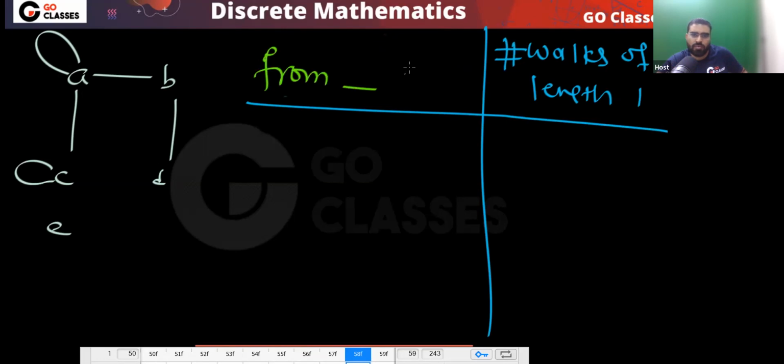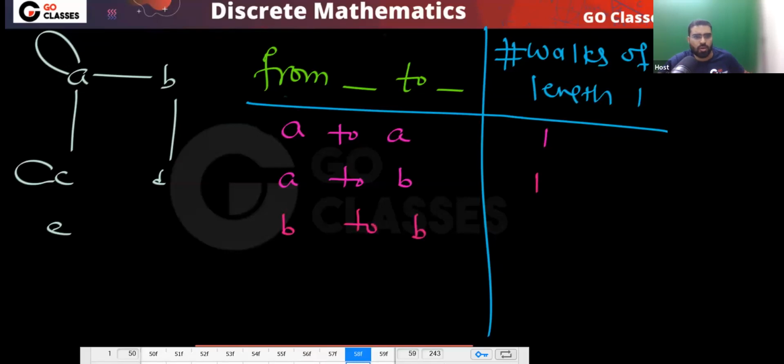Okay, so you tell me, for example, from A to A, you can easily see there is only 1 walk. From A to B, how many? From A to B, there is 1. Okay, from B to B, how many? From B to B, there is 0.